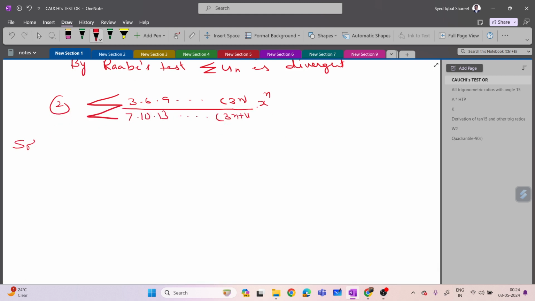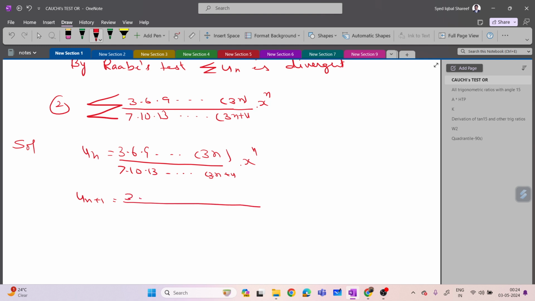So let u_n equal to 3, 6, 9, and so on up to 3n, divided by 7, 10, 13, and so on up to (3n+4), into x to the power of n. Now u_(n+1) will be 3, 6, 9, up to 3n, and the next term will be 3n plus 3, x to the power of n plus 1, divided by 7 into 10 into 13, and so on up to 3n plus 4, into 3n plus 3 plus 4, which will be 3n plus 7.